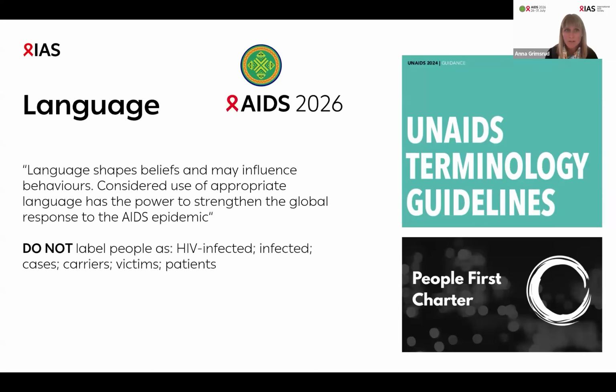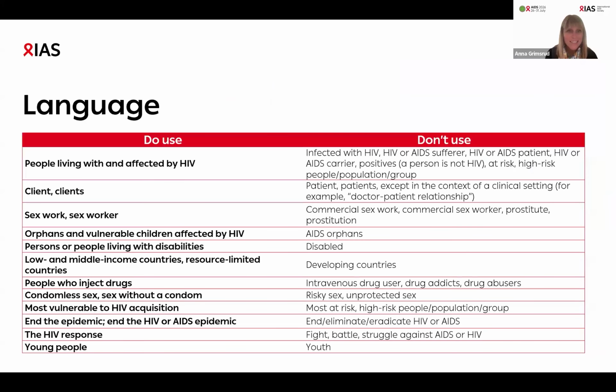And that adage, putting people first, can be the easiest way to remember some of these ways of speaking if you're new to using person-first language, which essentially means you should describe and talk about the person before you talk about traits about them. So we do not label people, and we don't use things such as infected with HIV or HIV patient. We talk about them as people first. So we talk about people living with and affected by HIV, or a person living with HIV.